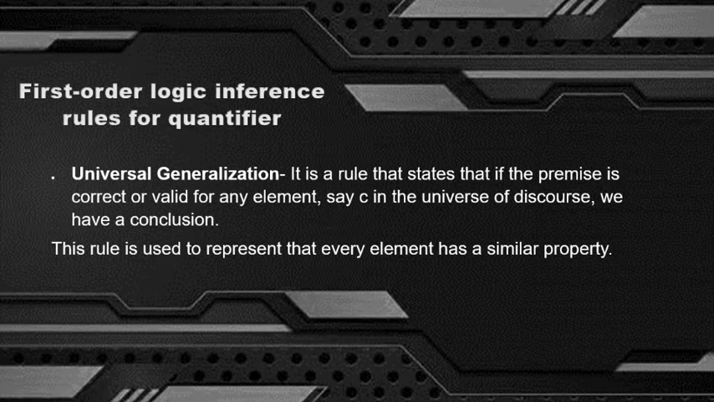Universal generalization is a rule that states that if the premise is correct or valid for any element c in the universe of discourse, we have a conclusion. This rule is used to show that every element has a similar property.